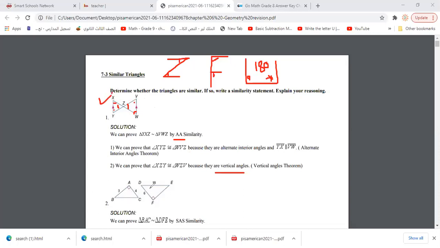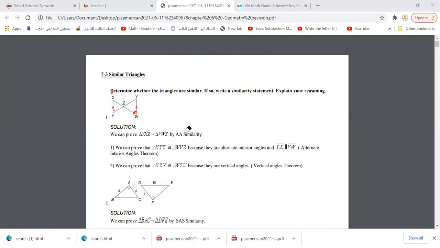What about the second one? How can we prove whether those two triangles are similar or not? He said, determine whether the triangles are similar, then you can say yes, or you can say no. If you can find the condition to prove that the two triangles are similar, then you are welcome. If you can't find the condition, then you will say no. What did he give us in this question? Two sides and one angle.